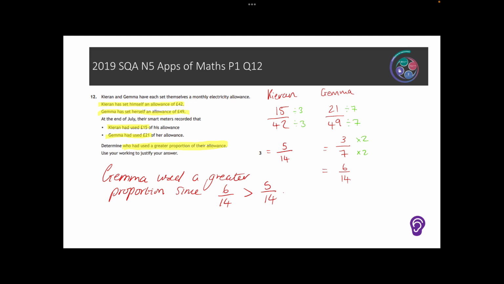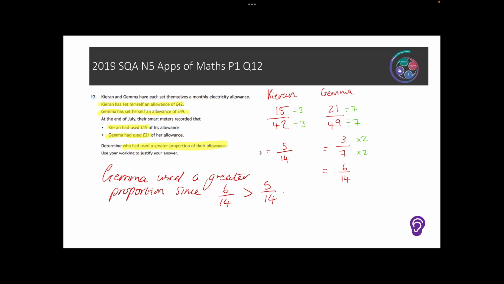Going back to my question, I was to determine who used a greater proportion of their allowance. I've said it's Gemma. Use your working to justify your answer. My working's there. It shows that I've got both those fractions with the same denominator so that I can easily compare them there. And so I've done everything this question has asked for. And my marks here would come from starting the question off by showing those fractions, the 15 out of 42 and the 21 out of 49. My second one would be getting them to a point where I could compare them.